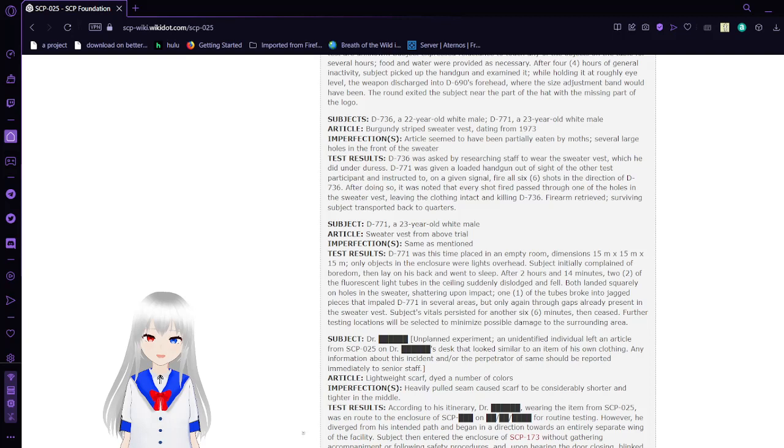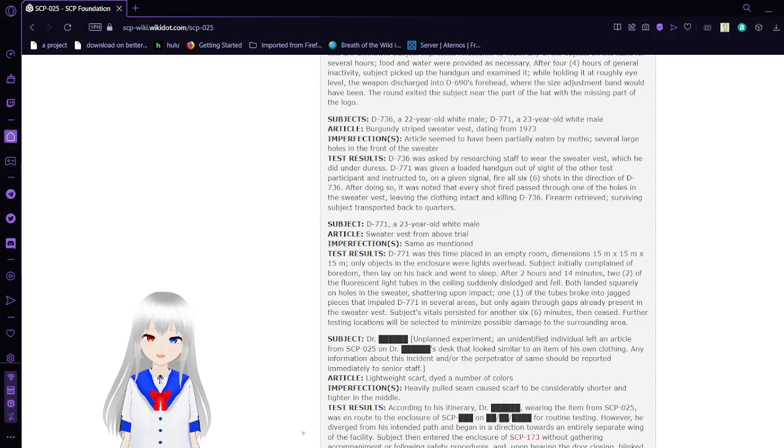Subject D771, a 23-year-old white male. Article: sweater from above. Imperfections: same as mentioned. Test results. D771 was this time placed in an empty room. Dimensions: 15 meters by 15 meters by 15 meters. Only objects in the enclosure were lights overhead. Subject initially complained of boredom, then lay on his back and went to sleep.